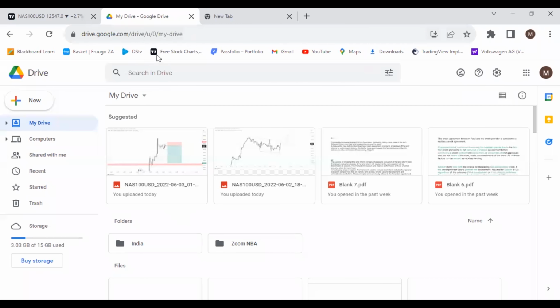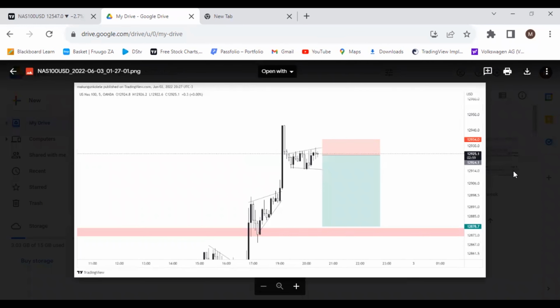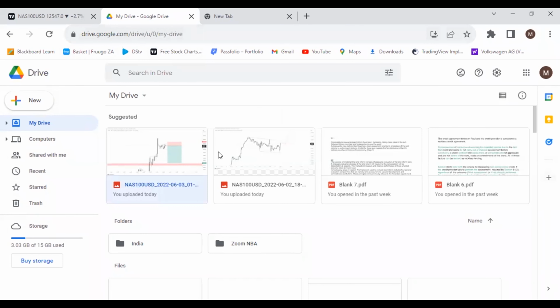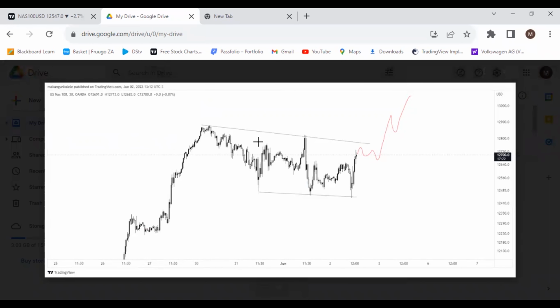So I'll just pull out my Google Drive pictures or screenshots. Today we'll be focusing more on NASDAQ and what it's been doing recently. The first topic that we're going to cover is the structural movements. What this means is that we look at how the market moves over a longer period of time. This would preferably be in the hour time frames and so on.